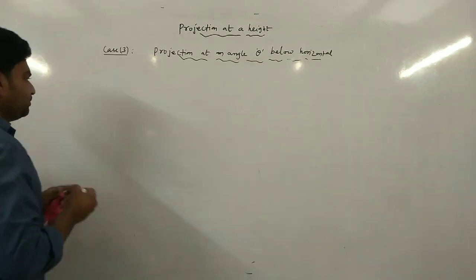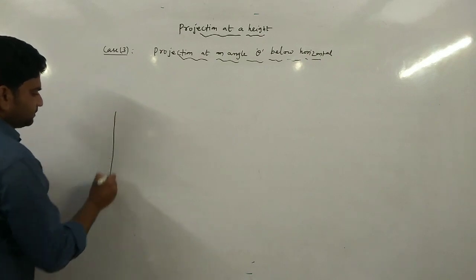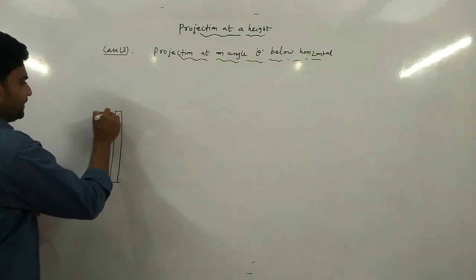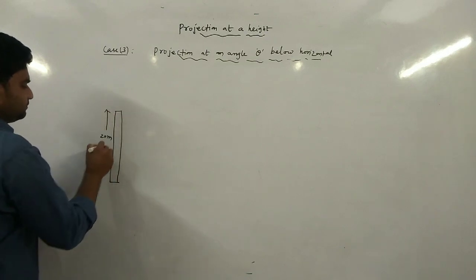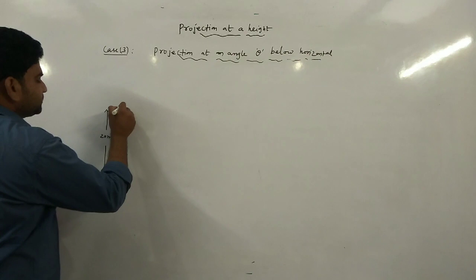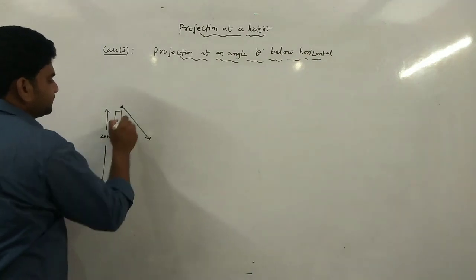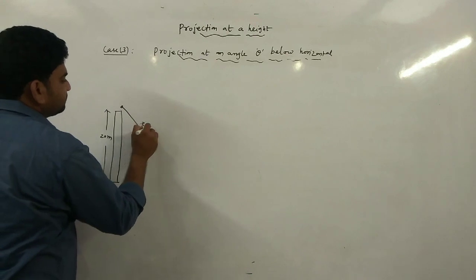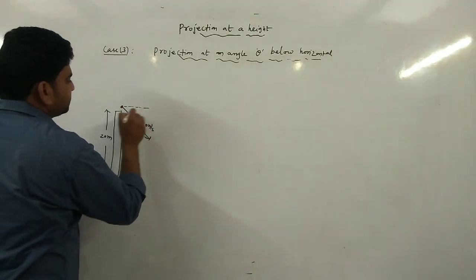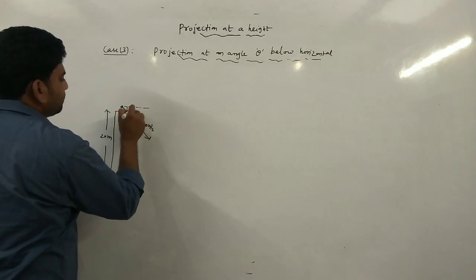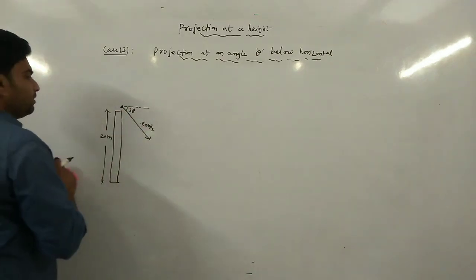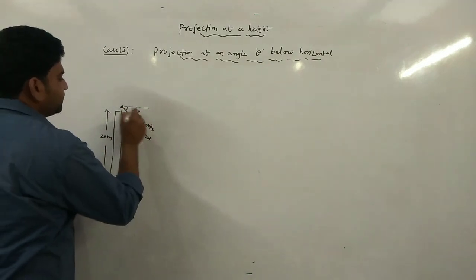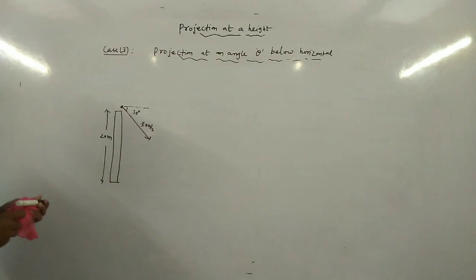So for that what I am doing is, I am taking one building or tower which has a height of 20 meters, and I am throwing an object in the vertically downward direction with a velocity of 30 meter per second, and it is making an angle theta, 30 degrees with the horizontal. So this is the question.